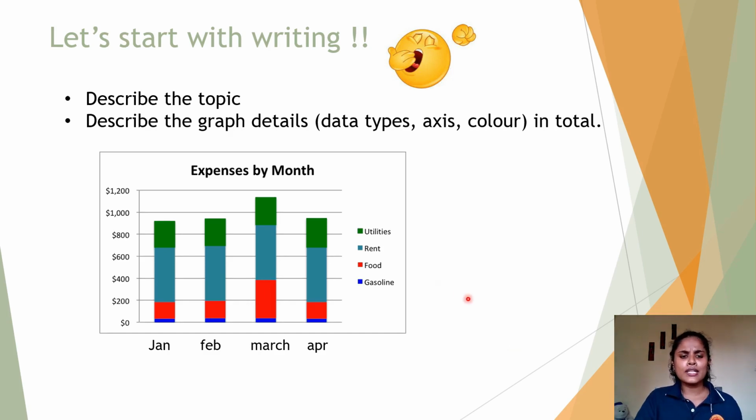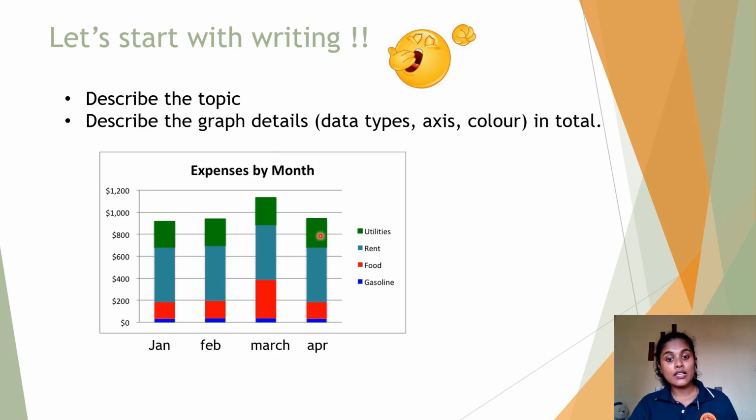So you just describe the topic and then go for the graph details, where you say that in the graph they have taken 4 months, which is from January to April, and also they have mentioned the expenses in dollars. Usually this is not a complete graph, but in your graph, in your paper, the currency will be given in rupees or dollars, USD or whatever they give, so you can mention that as well.